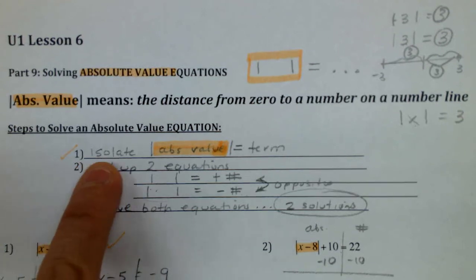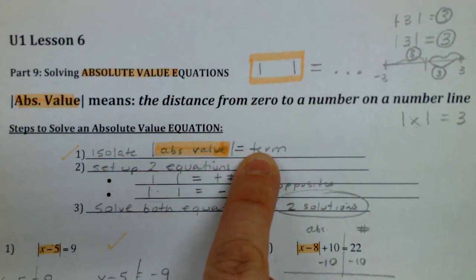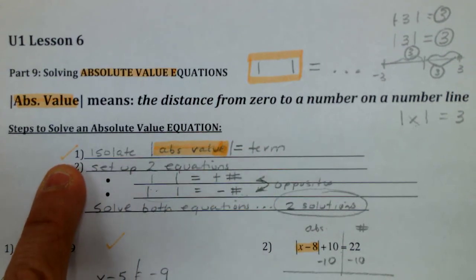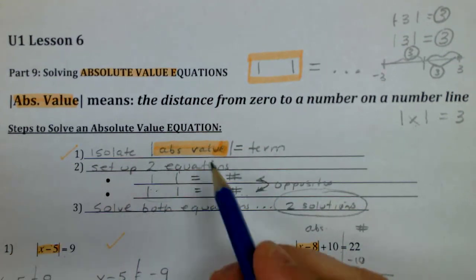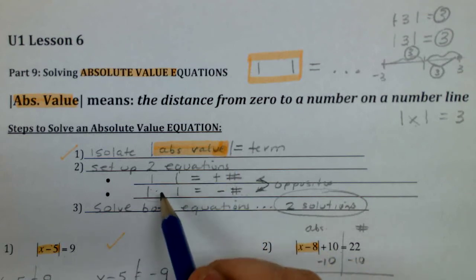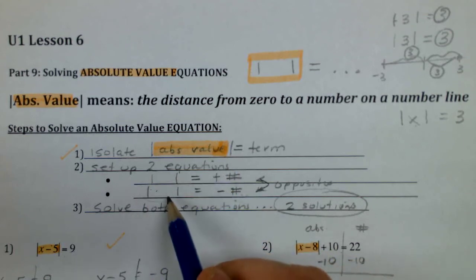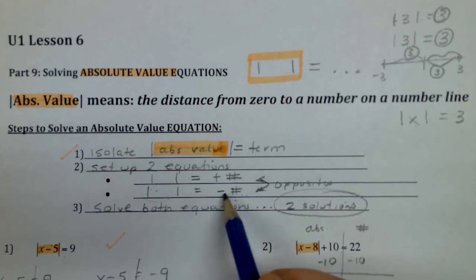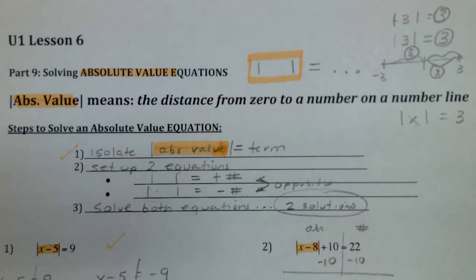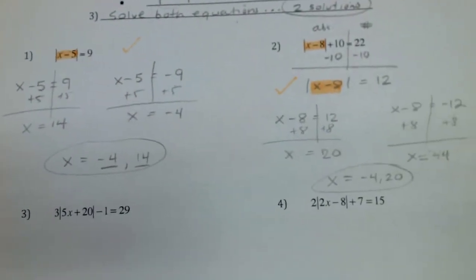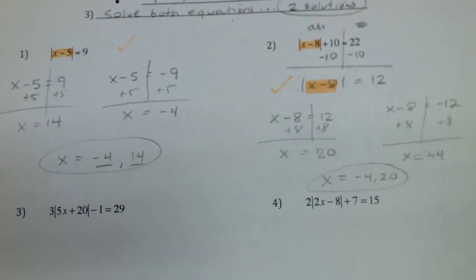So the first thing we're doing is isolating the absolute value term. I'm indicating when I've done that with a check mark. Then I'm setting up two equations: the isolated absolute value equal to what's already there, and then the isolated absolute value equal to a negative number. These two numbers should be opposites. I'm solving both equations, and I'm generating two solutions. So we can see that in both of the problems that we just started with.